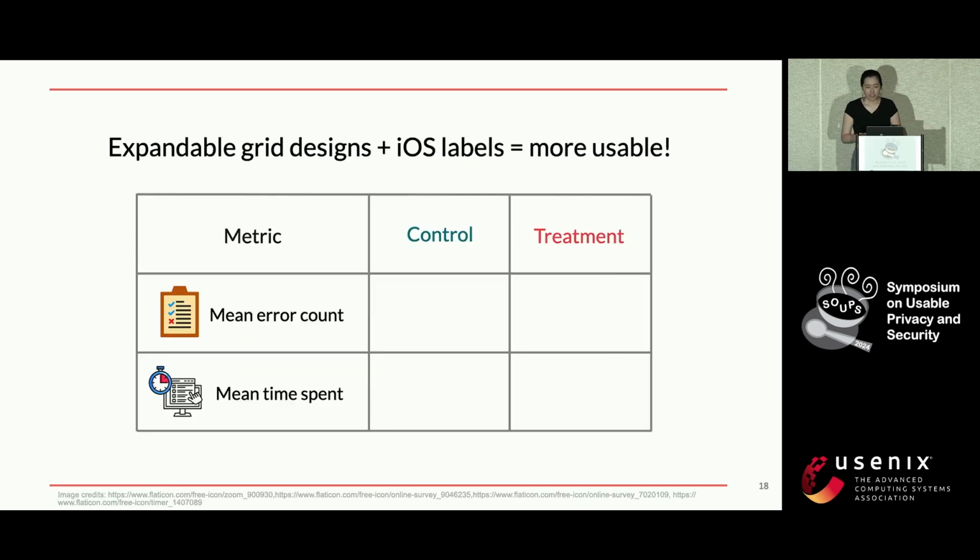All right, so our empirical results show that our expandable grid design is indeed more usable in terms of the two metrics that we talked about. For our treatment, it cuts the average error in half. There are 12 questions in total. For the control, the average error count is 5, and for the treatment it is 2.7. And for the average time spent, the treatment took on average 30% less time to complete. Both are statistically significant with a large effect size.